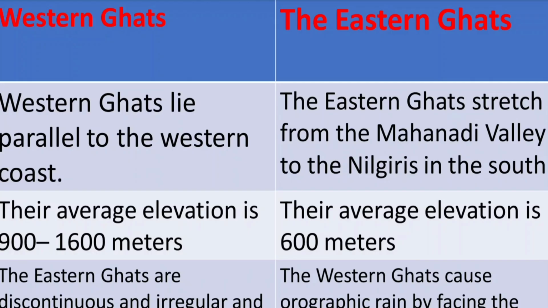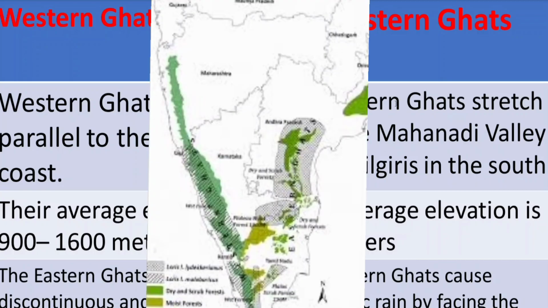Next physical features, Western Ghats and Eastern Ghats. Western Ghats lie parallel to the western coast. You can observe the image here. These are Western Ghats. Eastern Ghats stretch from Mahanadi Valley to the Nilgiri Hills in the south. You can observe the image here. These are Eastern Ghats.